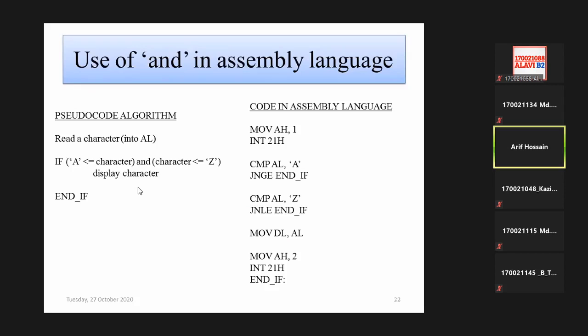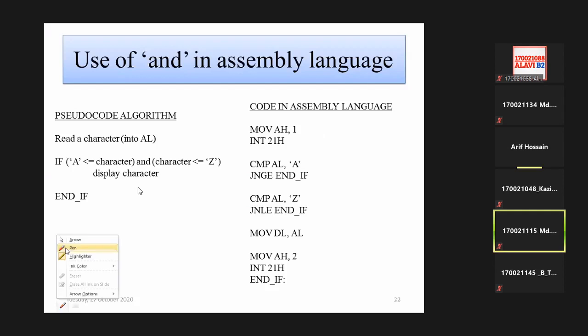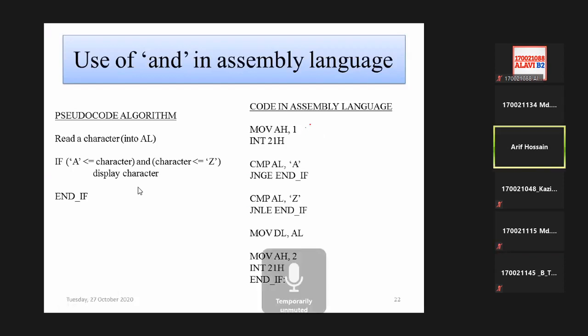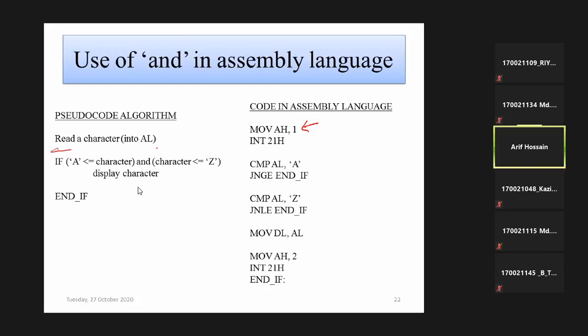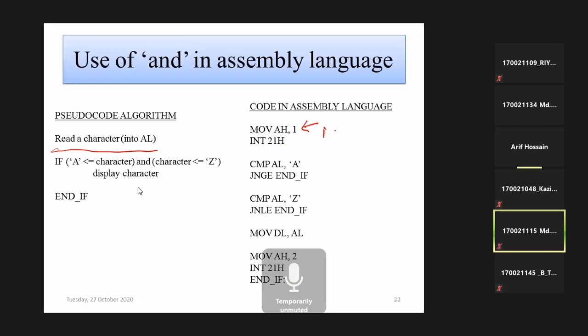So now tell me someone, why are we moving 1 in AH? So far in all the examples, we had 2. Now you see over here we are moving 1. Can anyone tell me why? Exactly. This is the first instruction in the pseudocode. We need to read a character. So if I read a character using AH 1 and INT 21H, where is the character stored? In AL. Exactly. By default, it will be stored in AL.